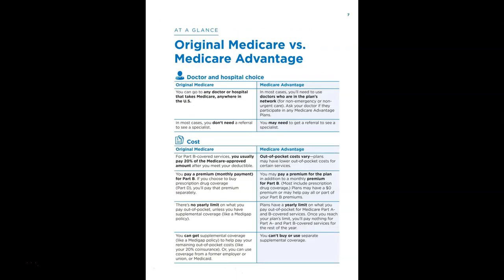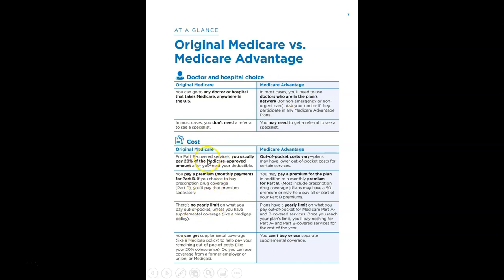So original Medicare versus Medicare Advantage. With original Medicare, you can go to any doctor or hospital that takes Medicare anywhere in the U.S. Medicare Advantage, you're most likely going to want to stay in the network. If you have an HMO plan, you have to stay in the network or it's not going to cover you. If you have a PPO plan, you will get the best cost savings, the lowest cost out of pocket if you stay in the network, but you can go out of the network for a higher cost if you want to see certain providers that don't take your plan.